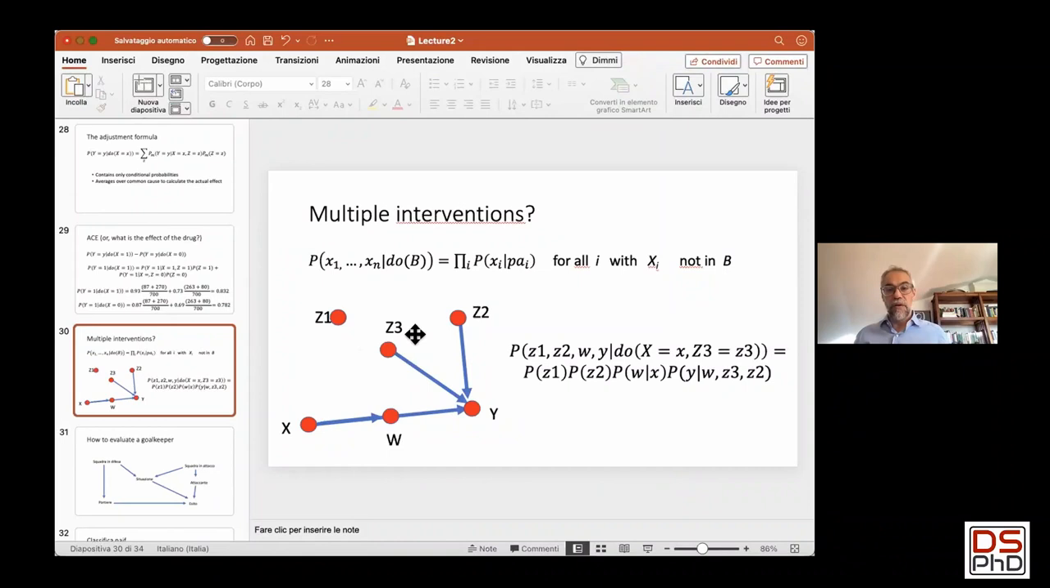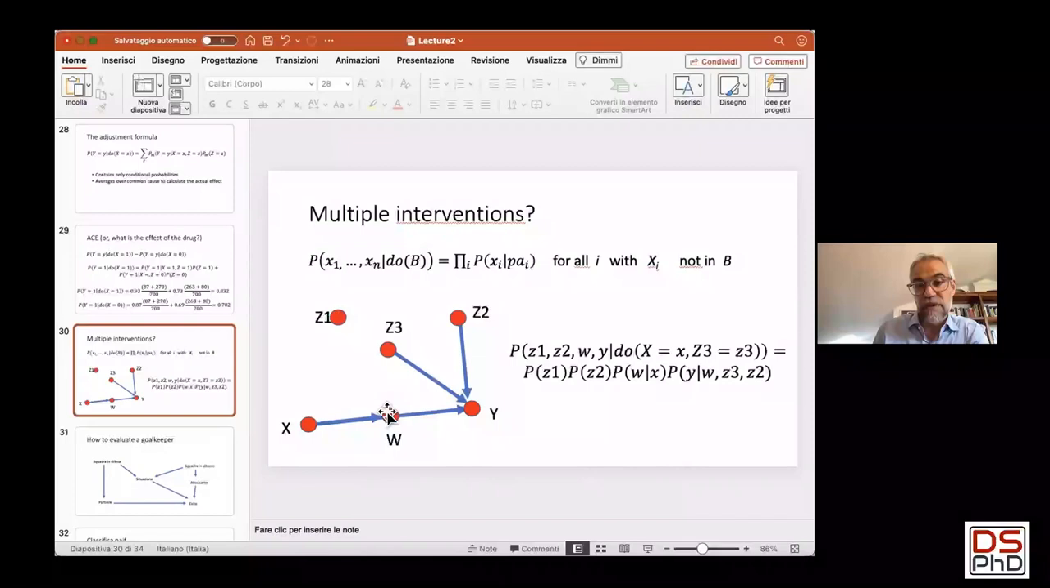So what I obtain, you see, is that the joint probability that I obtain forcing X to be X and Z3 to take my values is just the probability of Z1, that is now absolutely disjoint from everything, times the probability of Z2, times the probability of W conditioned on X, its only parent, times the probability of Epsilon conditioned on W, Z3, and Z2, its parents.